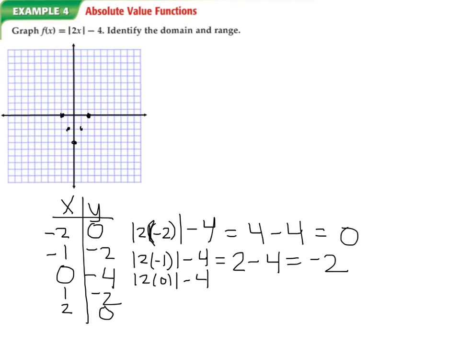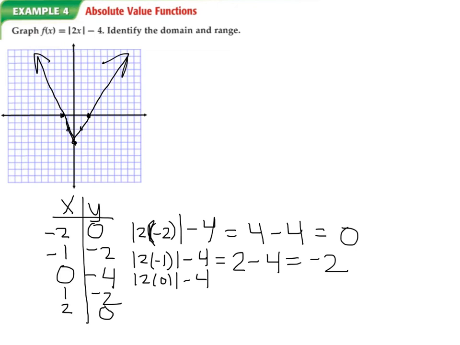Now, one mistake that I saw a lot in my class is that some people, if they did the points and it didn't create a V, they would just draw a line. But that's not correct, because like I said before, the absolute value function is always going to be a V. So that means you would need to use some other values. So maybe you'd try -3 and -4, or +3 and +4 to make sure that it created a V.